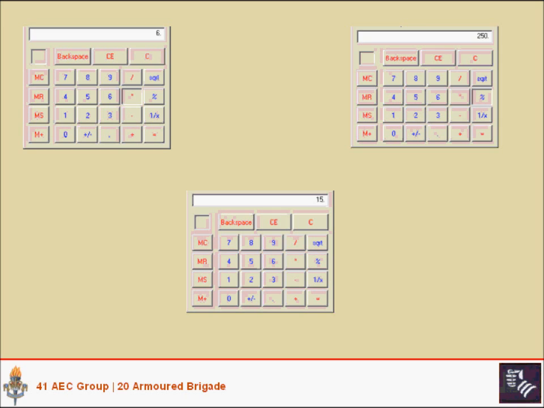Try this example. If you want to calculate 6% of 250, this is what you would do. Enter 6, then press the multiply key. Then enter 250, and then press the percentage key. You'll end up with 15. Therefore, your answer is 15%. Don't forget to add the percentage sign at the end, as a unit of measure is an important part of any test.